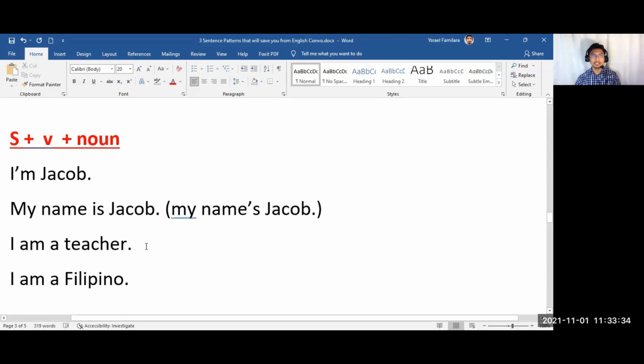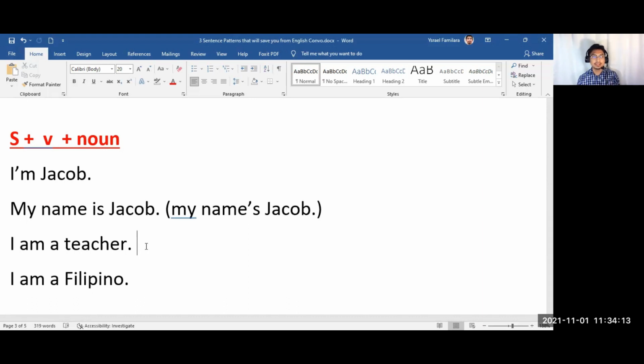Okay, let's proceed. Your noun can also be a common noun. Noun is any name, a naming word. It's a name of person, place, things, animals, events, and ideas. So we can use a proper name of a person like Jacob or whatever your name is. You can also use a common name like your profession. So in this situation, I used teacher. I'm a teacher. I am a teacher.